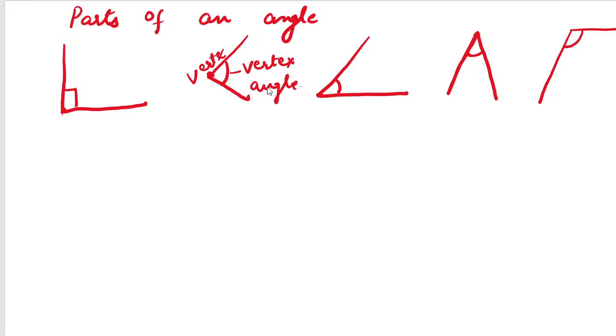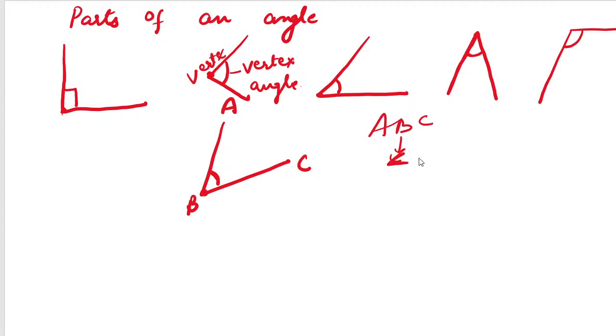Now if I say this is A, this is B, and this is C, so this is the vertex and this angle is known as the vertex angle. You have to remember one thing, that the middle alphabet always has the vertex angle, just like we write A, B, C, and at B we have the angle. So at the middle alphabet we have the angle, that is the vertex angle. So you have to remember this thing.